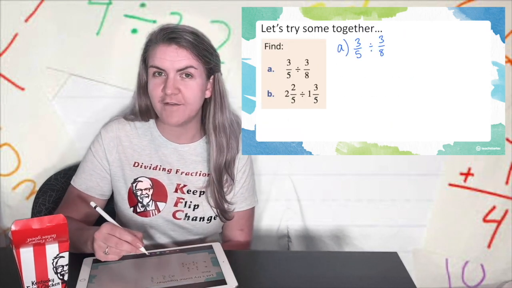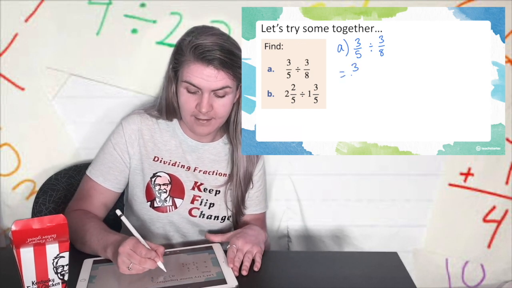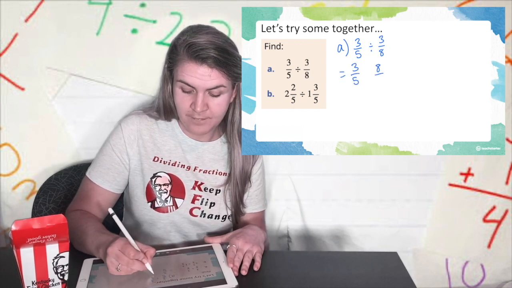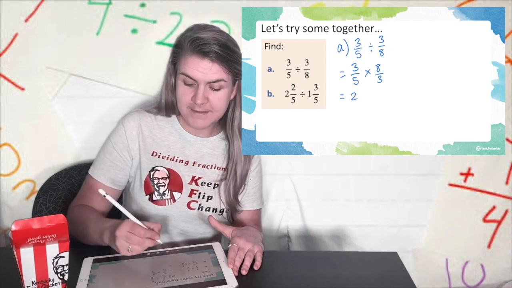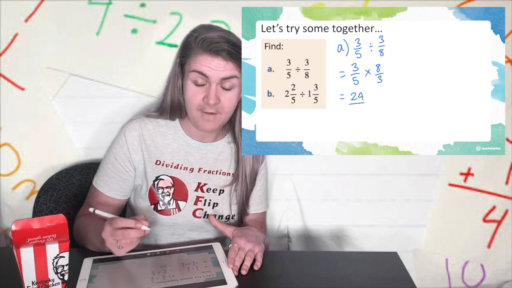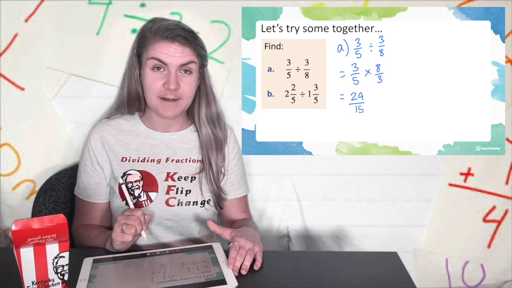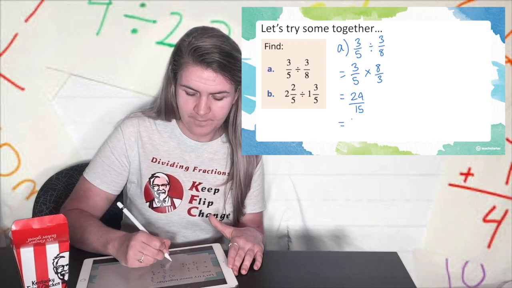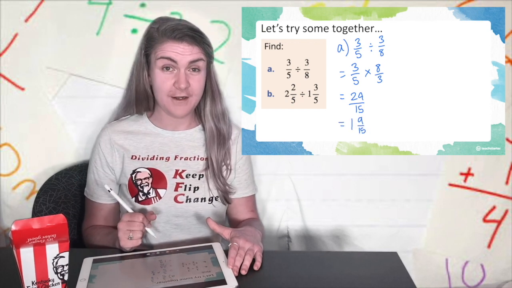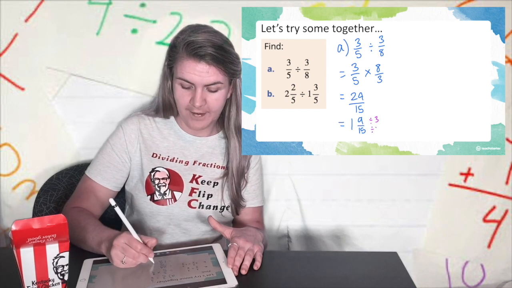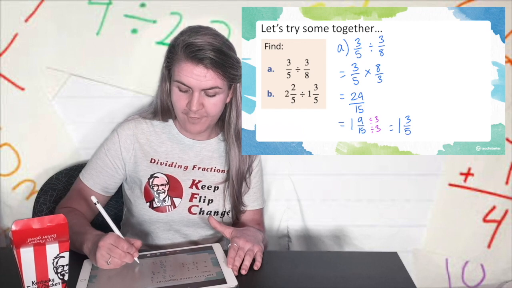Let's practice dividing fractions by fractions. A, 3/5 divided by 3/8. Make sure you write it out. Then we KFC. Keep the first fraction the same, flip the second fraction, change to a multiplication. 3 times 8 is 24. 5 times 3 is 15. How many times does 15 go into 24? Well, that's 1 and 9/15 left over. But I know 9 and 15 can both be divided by 3. So that leaves me with 1 and 3/5.